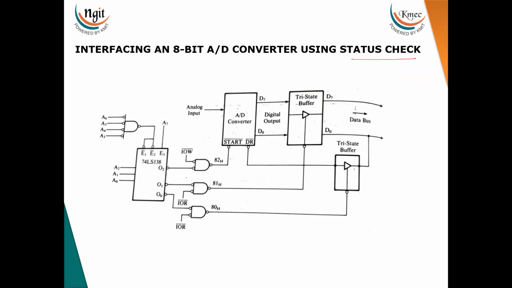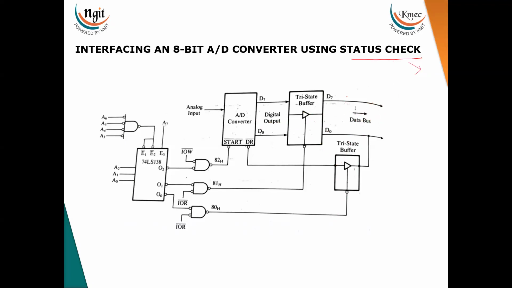Now here this data can be read by the microprocessor using two methods. One is status check, and the other is interrupt. Status check means the microprocessor continuously polls the status of this IC. Once the conversion is completed, the processor will read the data. Interrupt means the processor does not continuously check. Once the data conversion is completed, the interface itself will send an interrupt signal to the microprocessor, thereby the microprocessor will read the data.